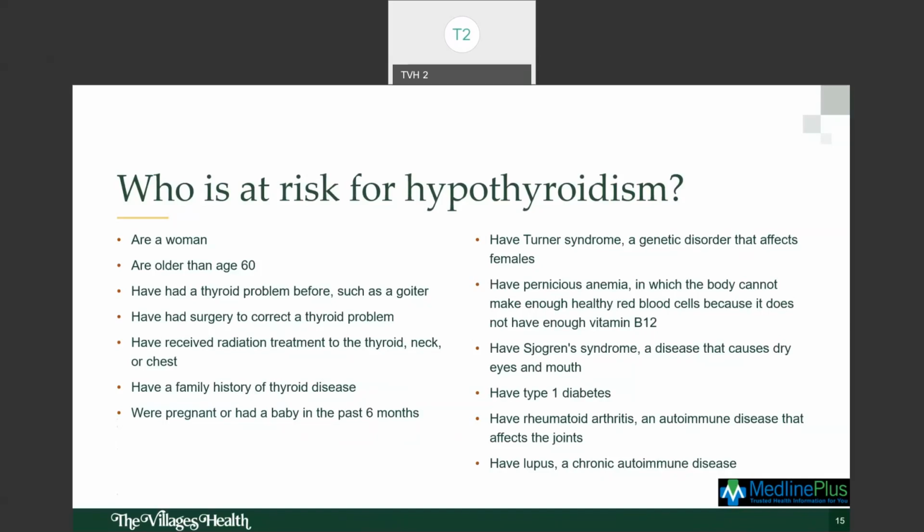Some others that are listed here on the right side are a bit more specific. Having Turner syndrome, which is a genetic disorder that generally affects females. Also, if you've had that pernicious anemia that we talked about, so the low vitamin B12 level. Having Sjogren's syndrome, which is a disease that causes dry eyes and dry mouth, can put you at a higher risk for hypothyroidism, as well as having type 1 diabetes, rheumatoid arthritis, or even lupus. If you have any of these conditions listed here, you are at a higher risk for having hypothyroidism, your underactive thyroid.